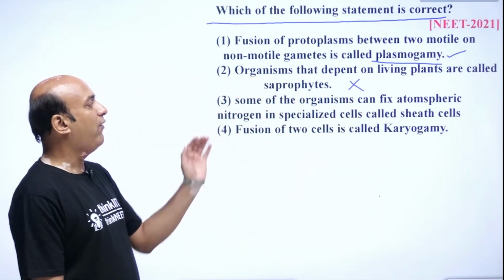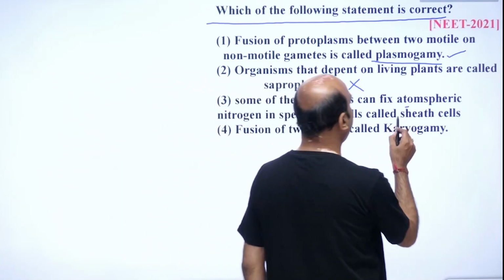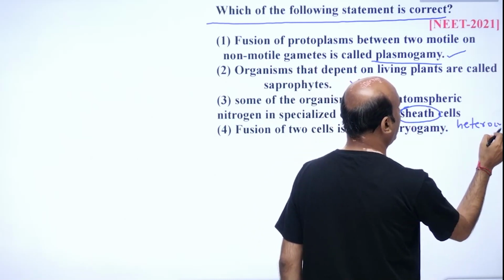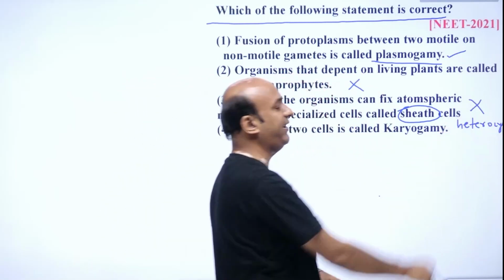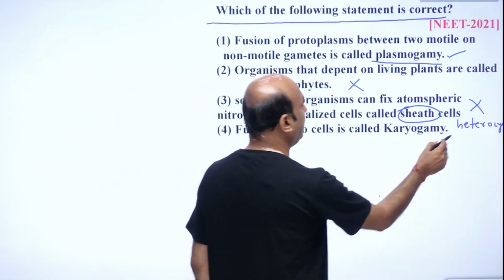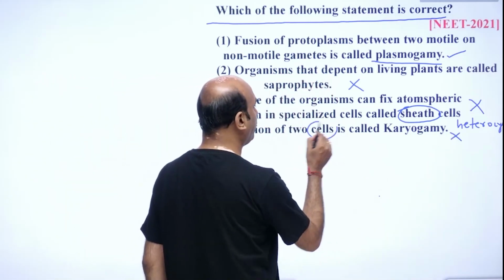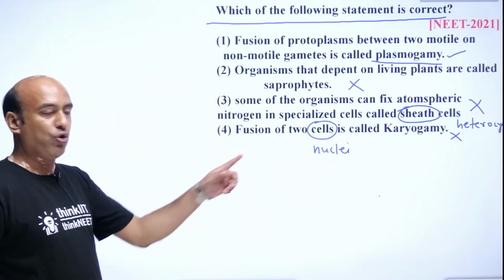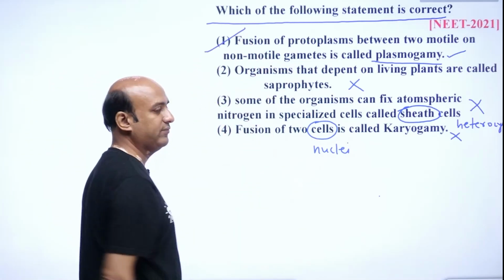Option number 3, some of the organisms can fix atmospheric nitrogen in specialized cells called sheet cells. It is not sheet cells, it is specialized cells called heterocysts, which can fix atmospheric nitrogen. So option number 3 is also incorrect. Option number 4, fusion of two cells is called karyogamy. This option is also incorrect, because karyogamy is not the fusion of two cells, it is the fusion of two nuclei. So option number 4 is also incorrect. So the correct answer is option 1.